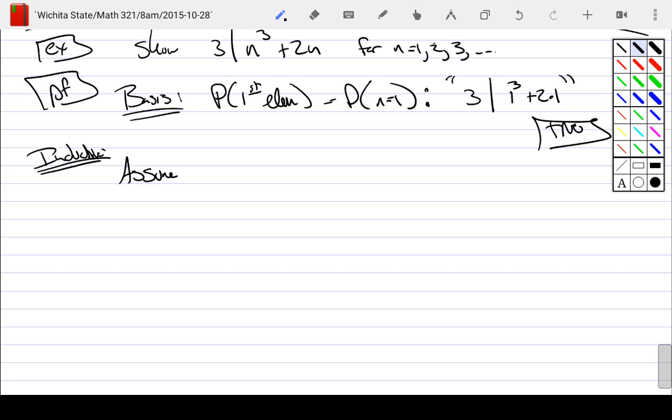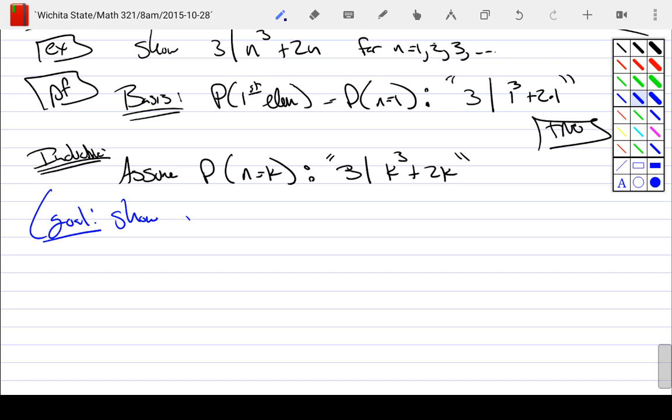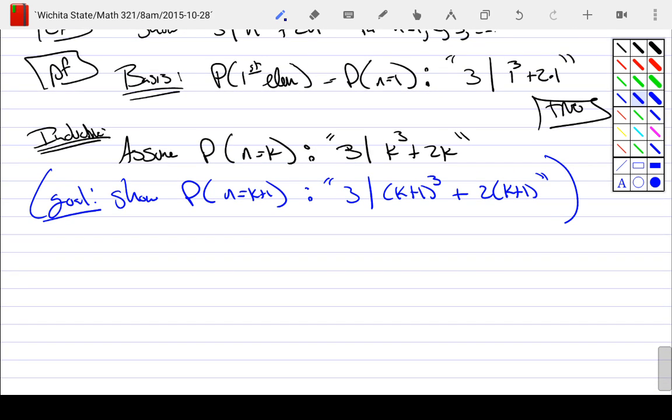I am going to assume that P of n equal to k, which denotes what? 3 divides k cubed plus 2 times k. I assume this, that if I ever see a k cubed plus 2k, 3 divides it. Now, what's your goal? Show P of n equal to k plus 1. What does that denote? 3 is supposed to divide what? K plus 1 cubed plus 2 times k plus 1. That's my goal.